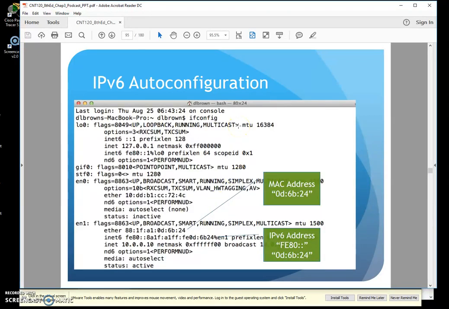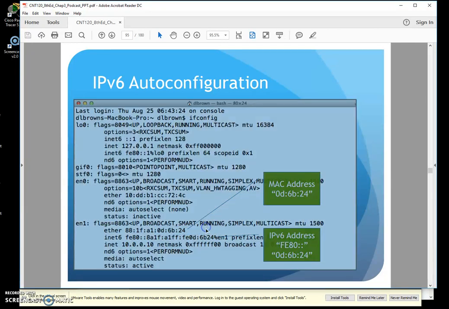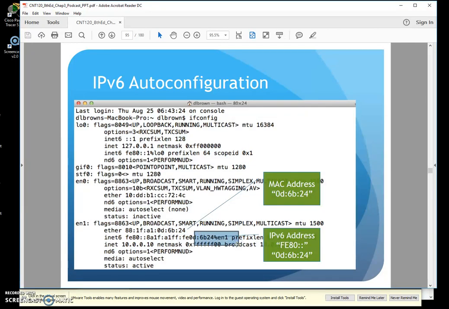Here was an example of my MacBook at one point when I connected, and I actually see here is my MAC address that I had, 881F blah blah blah, and I see 0D6B24 at the end of my MAC address. And when I connected my MacBook and got the IPv6 address, I see FE80::, and then out here at the end I do see my 0D6B24. There's the tail end of my MAC address being used for my IPv6 address. So this auto-configured on this MacBook, it used the tail end of my MAC as the tail end of my IPv6 address. Not uncommon.